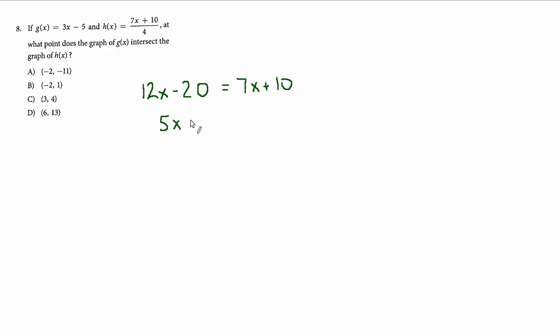So 5x equals 30, x equals 6, and we could plug that back into either equation to find the corresponding y coordinate, but only one answer choice has x equals 6, so D is the right answer.